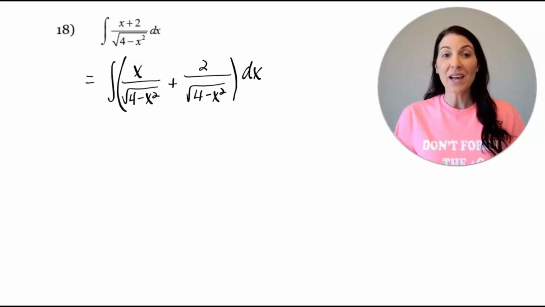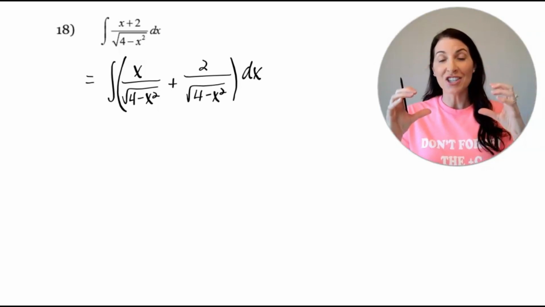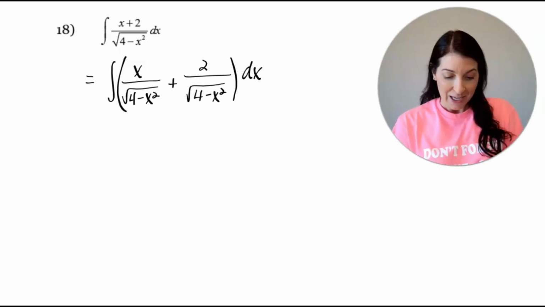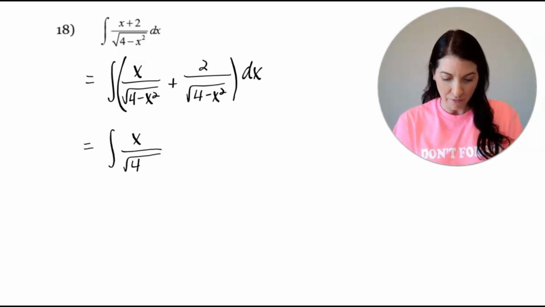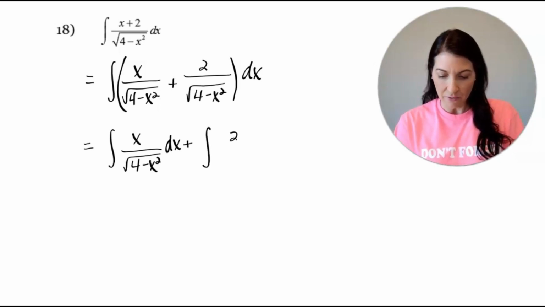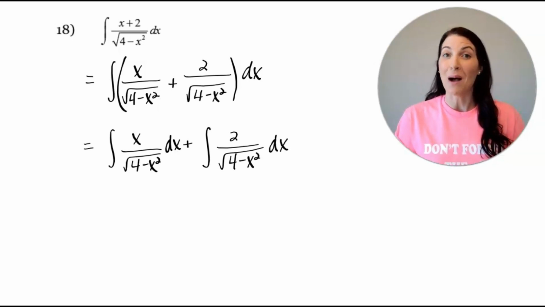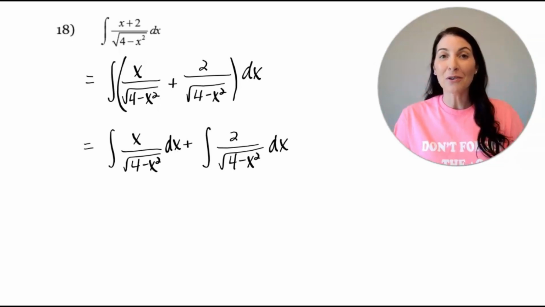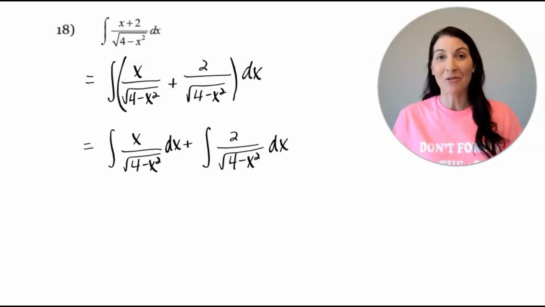And what we can do, because we've rewritten it as 2 fractions, is that we can actually split it up into 2 separate integrals. So this is going to be the integral of x divided by the square root of 4 minus x squared dx plus the integral of 2 over the square root of 4 minus x squared dx. And this is why I love this problem. We actually get a 2-for-1 deal here. We have 2 different integrals, and we're actually going to solve these integrals in 2 different ways.